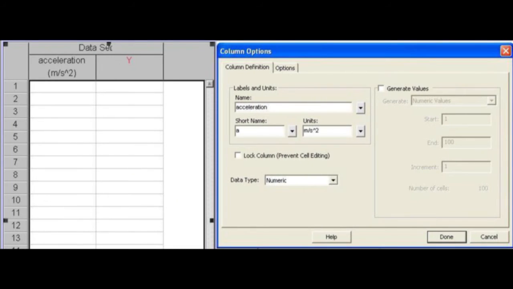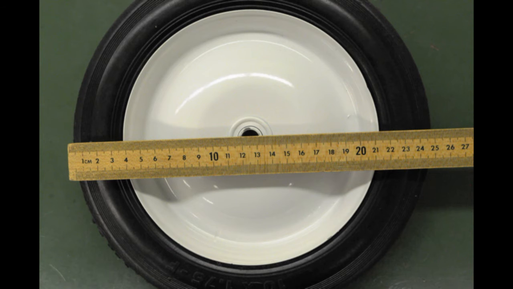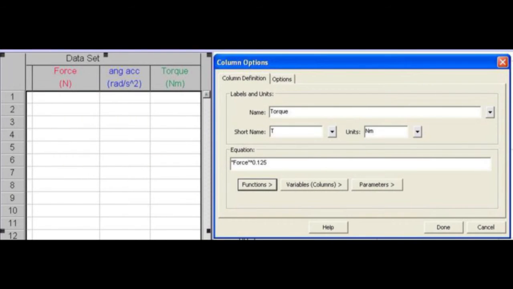Open graphical analysis and prepare columns for accelerations and then forces. Measure the radius of the wheel by dividing the diameter by 2. A new calculated column of angular accelerations may be defined by dividing the tangential accelerations by the radius r, whatever that number is in meters. Create a new calculated column of torque by multiplying the tangential force, string tension, by the radius of the wheel.